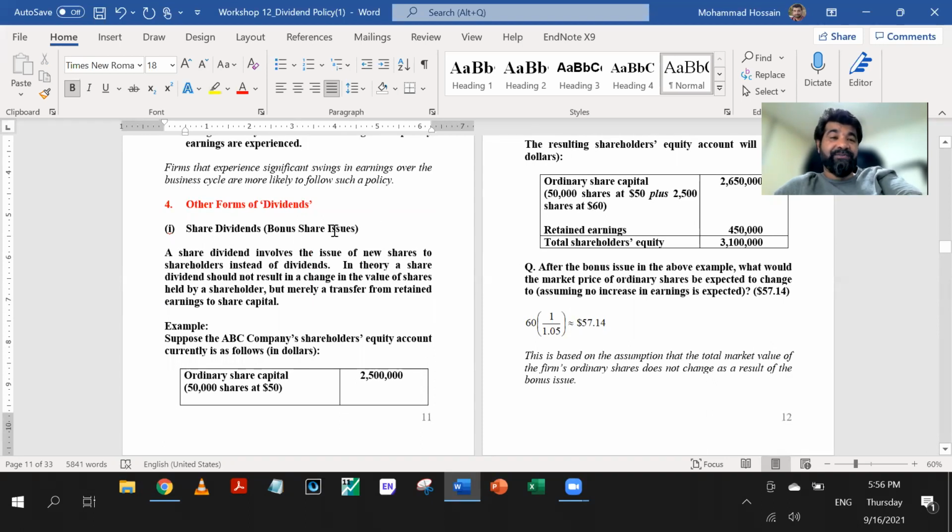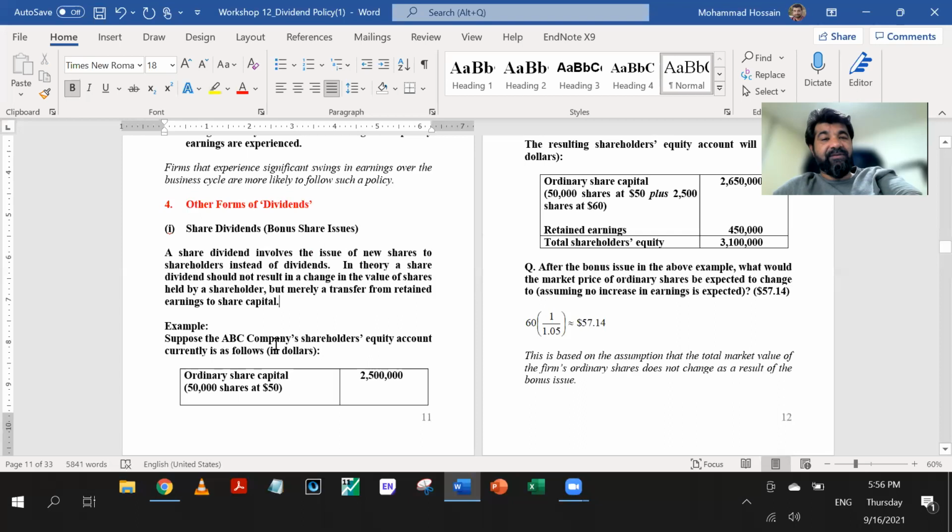Now here it comes. Bonus share issues, share dividend. They give you the dividend as shares. Okay, the bonus share issue. A share dividend involves the issue of new shares to shareholders instead of dividend. They don't give you the dividend, they give you a share. Okay, in theory, a share dividend would not result in a change in the value of shares held by the shareholder, but merely a transfer from retained earnings to the share capital.